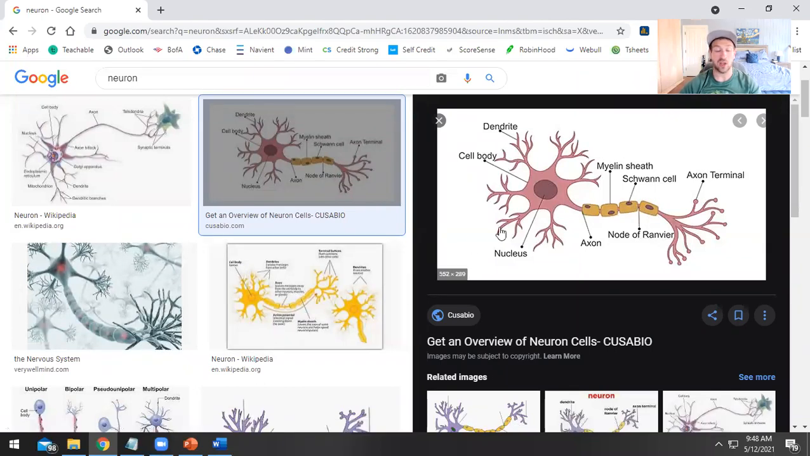And then you've got all of these little dendrites. Dendrites are these little fingers here. Okay. And those fingers, that's a dendrite, by the way, in Greek, it means tree, because it looks like the branches of a tree.